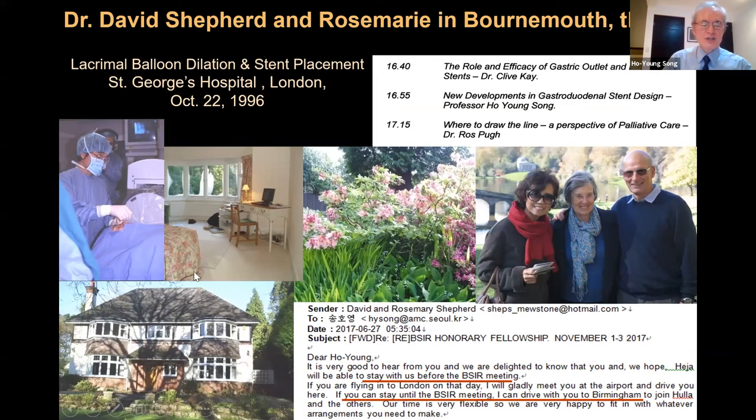And they asked us to stay in their house. We made it. And in 2004, he also invited me to the UK asking me to talk about gastroduodenal stent placement. In 2007, when I received the British Honorary Fellowship, he asked me to stay with them in their house. And then we stayed there for 4 days, and they gave us a ride from Bournemouth to Birmingham for 4 hours. So that was a wonderful memory.